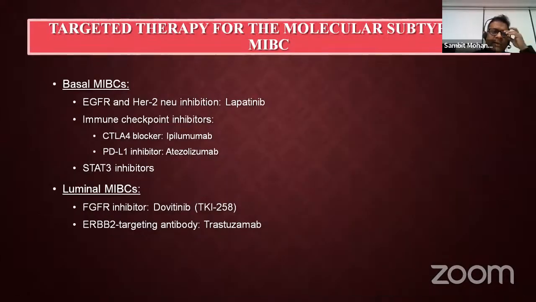So for basal-like tumors, the therapy is by inhibiting HER2-neu or immune checkpoint blockers like PD-L1, because these tumors do not respond to platinum; cisplatin and carboplatin are not the appropriate drugs for them. So immune checkpoint blockers help. Luminal tumors, you can either target the FGFR or HER2.